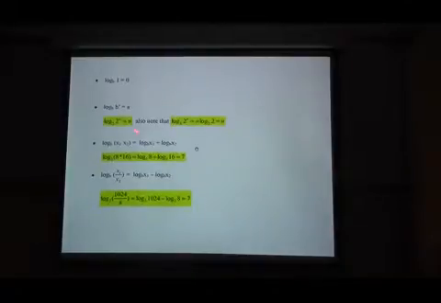Log b of b to the a is equal to a, because b to what power is equal to b to the a? A. B to what power is b to the a? A. Okay. If you can answer that question, then you get it. And also log base 2 of 2 to the n. Same reason, right?